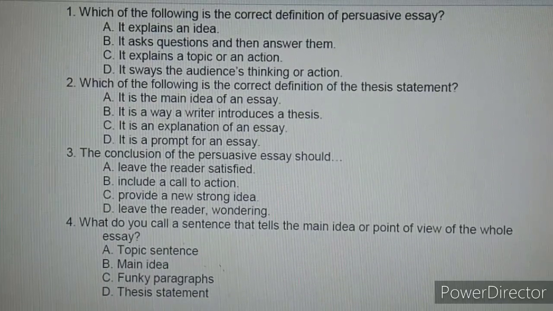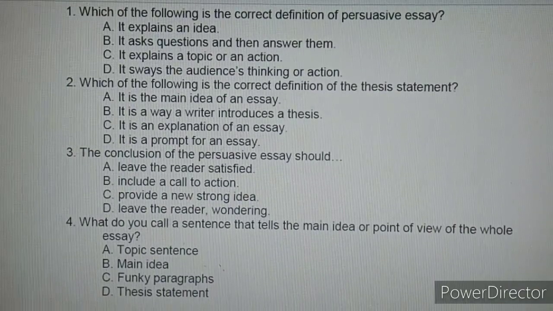Number 3. The conclusion of the persuasive essay should A. Leave the reader satisfied. B. Include a call to action. C. Provide a new strong idea. Or D. Leave the reader wondering. The correct answer for number 3 is letter B. Now let's proceed to number 4.